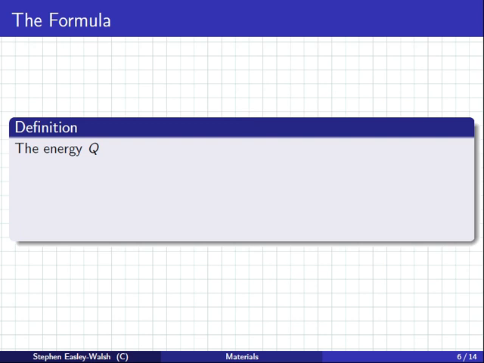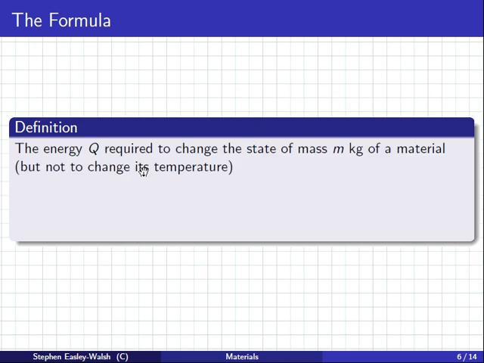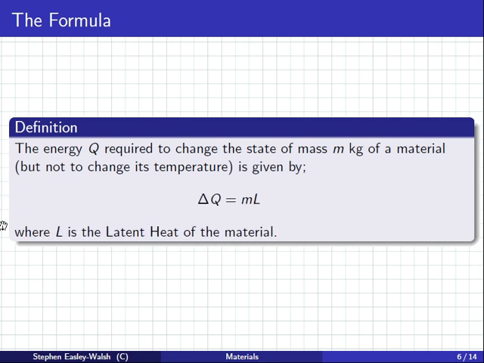So you can work out this very simple formula. The energy required to change the state of a mass m, but not change its temperature, is simply m times L. That's all. Much simpler. So what's the unit here for latent heat? Have a look at the formula. What's the unit for L? Just do a bit of rearranging in your head. Yes, joules per kilogram. Okay, so this formula you'll need.